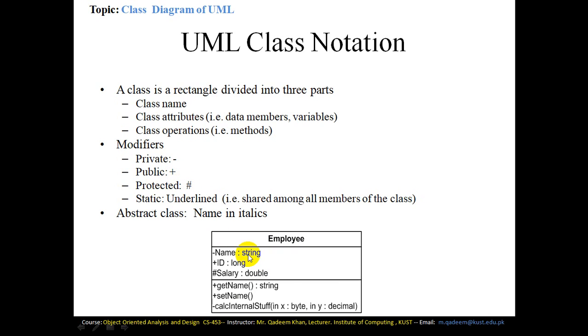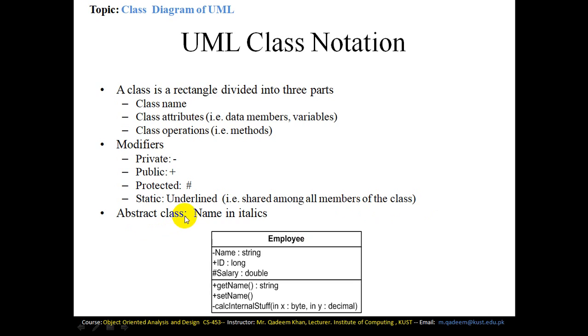And protected means this can only be accessed within the respective children, but if there is no inheritance relation in the class diagram, then the particular protected members or functions cannot be accessed. And static, which is underlined, means it is shared among all members of the class. So one copy is shared among all members of the class, which can in fact be shown by the static.